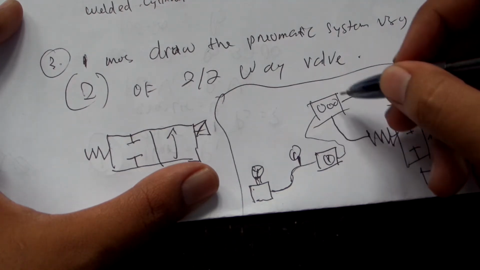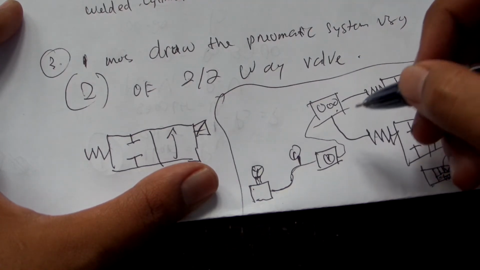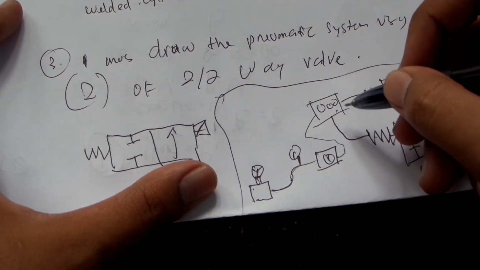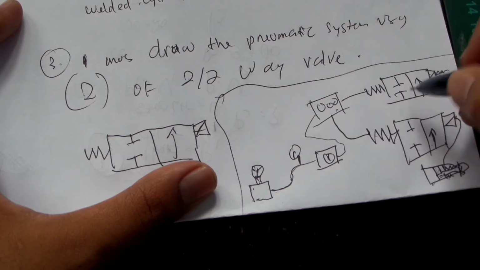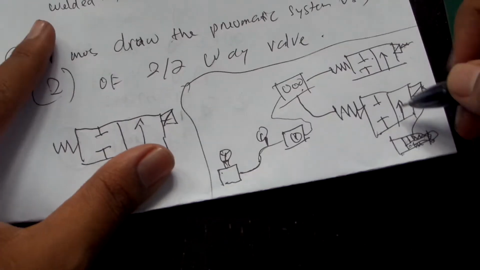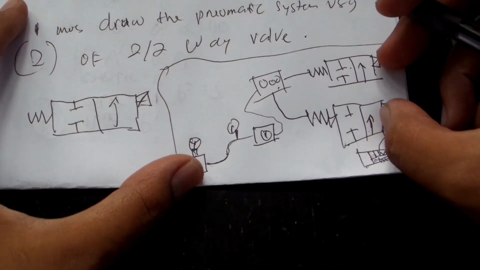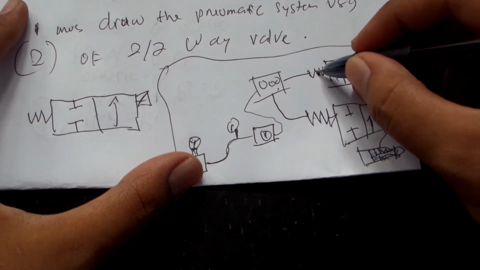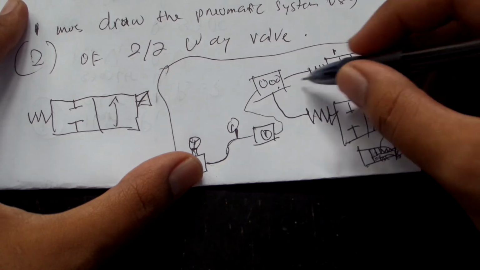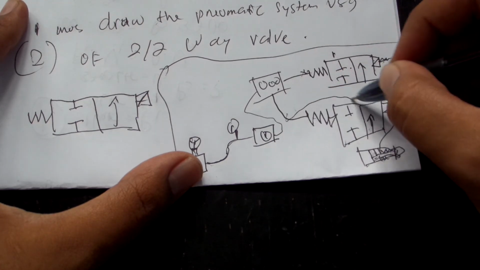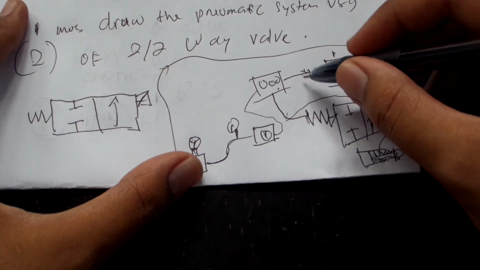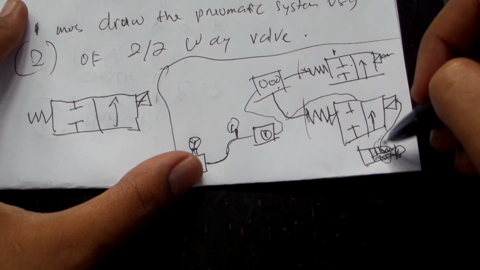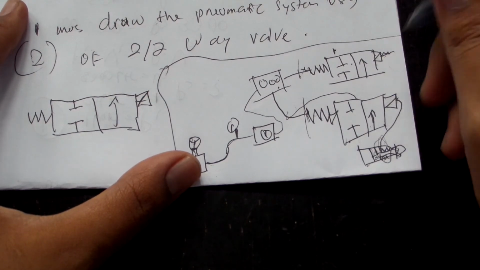From here we go through the manifold. The manifold is for dividing the air so it goes through this valve and goes to this valve. From this valve we can open and close the valve. That means the input is here. This is the valve, and the input is here. This is the valve. We can open or close this valve for the piston to work.